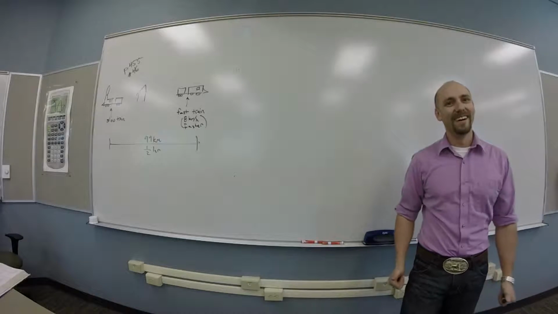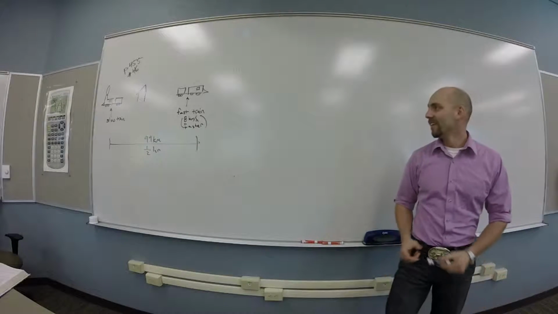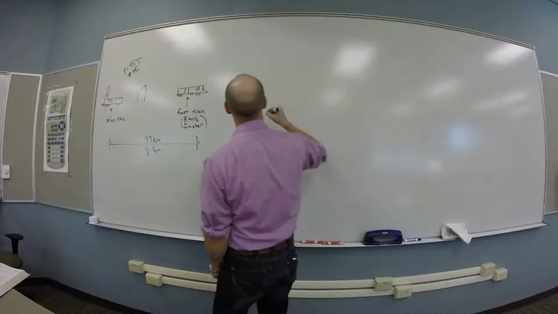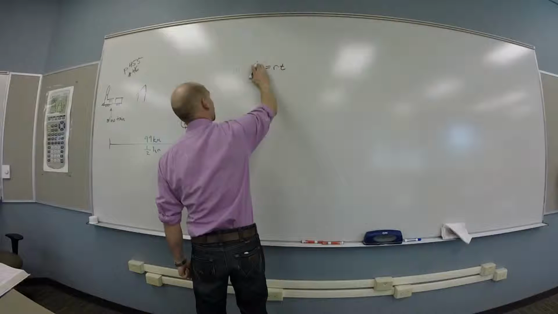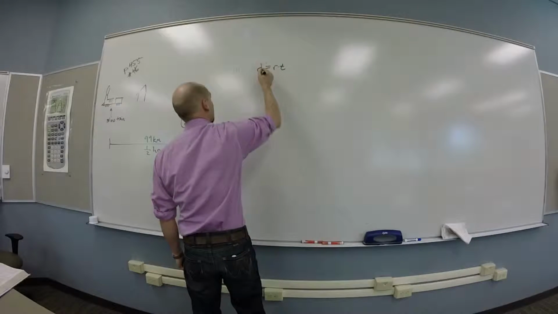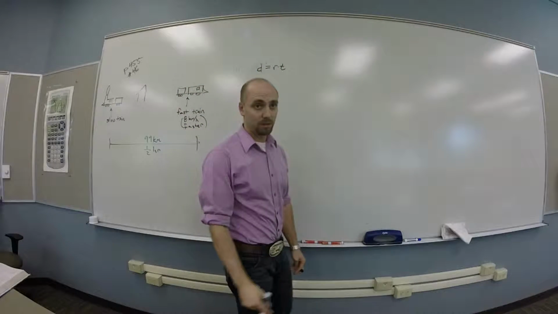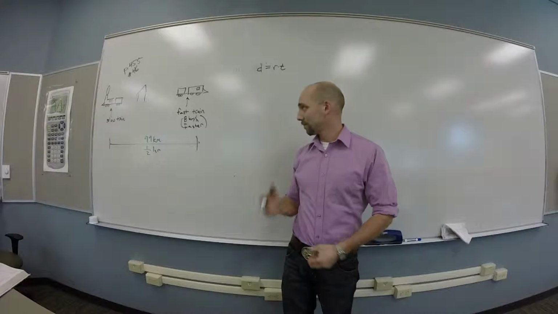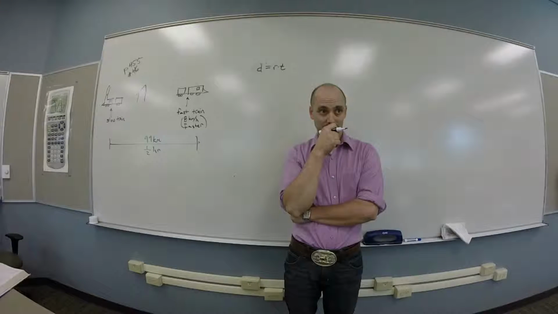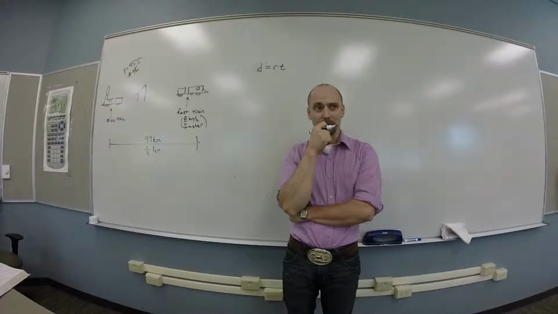So plug all the information into your formula. Distance equals rate times time. Okay, so we know distance is rate times time. That's kind of our fundamental object here. 99 kilometers for distance? Probably, yeah.